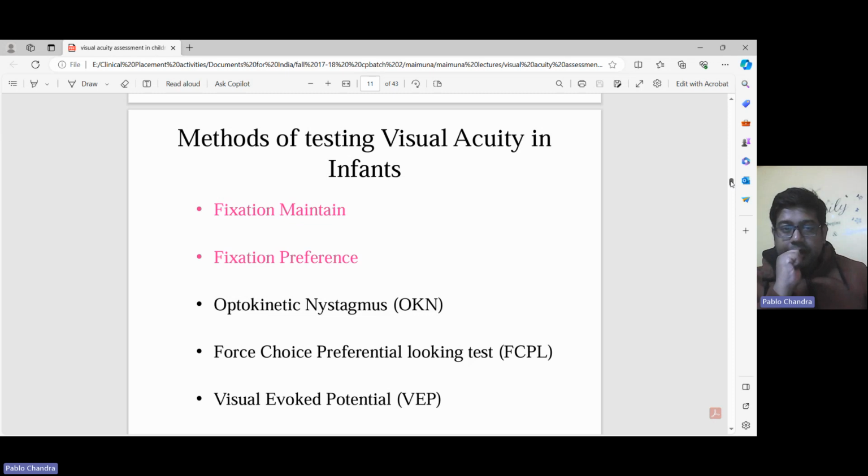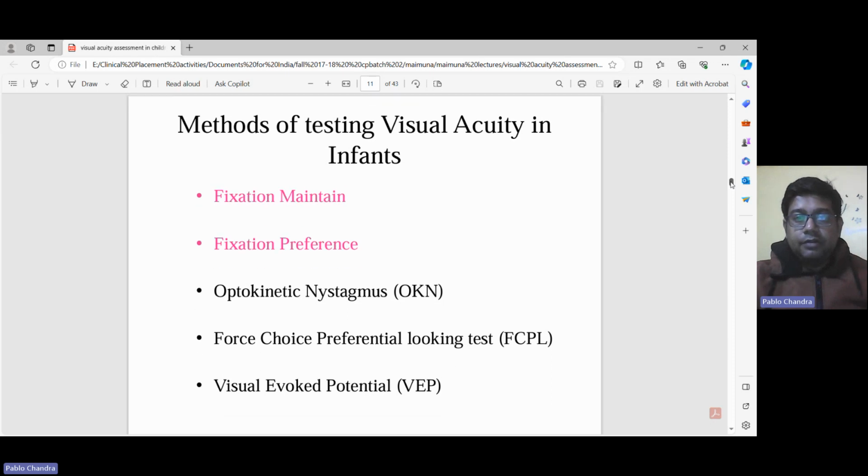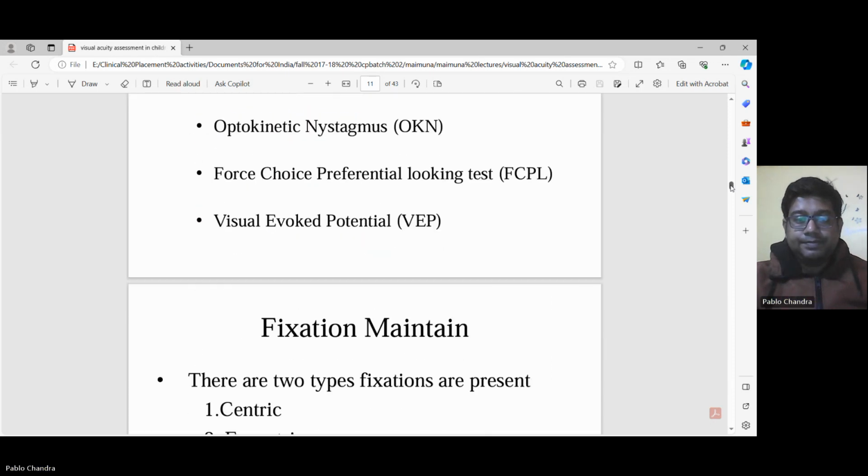So fixation is maintained. Fixation preference, which eye the child is fixating with, that also we have to check. If the fixation is preferential, then also it's okay. Then we have to check the optokinetic nystagmus. What is optokinetic nystagmus? That we will come to. Forced choice preferential looking test, that also we will discuss, and visually evoked potential. So all these tests are very important. If we can do all these tests, then only will we be able to understand whether the child is having any problem or not. Until and unless we do that, we will not be able to understand.